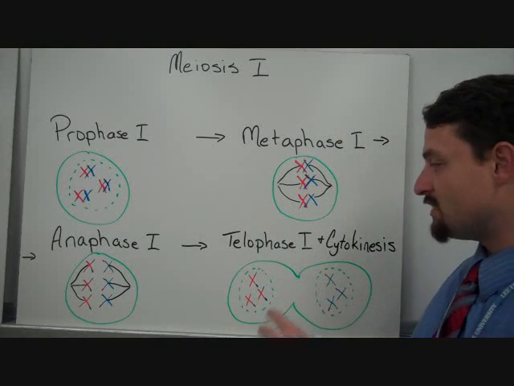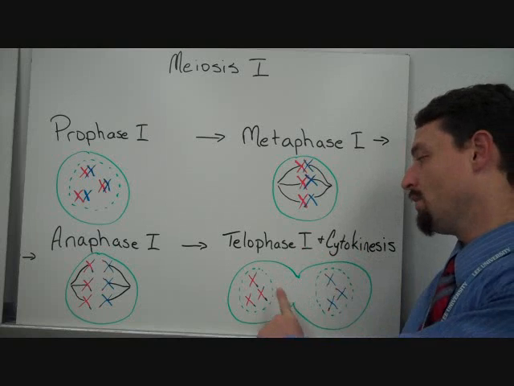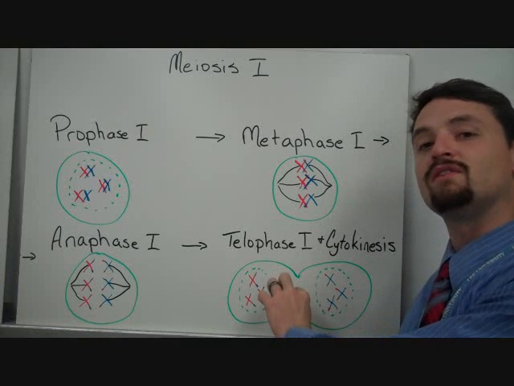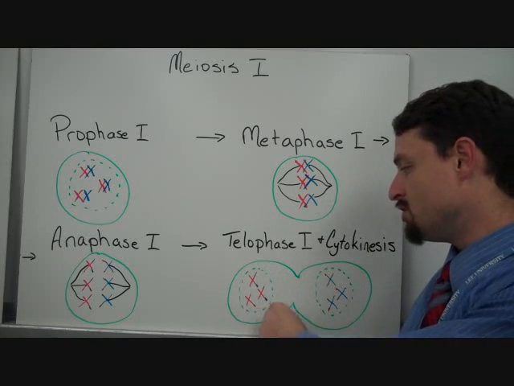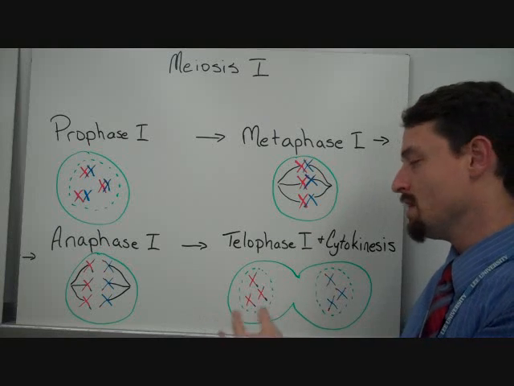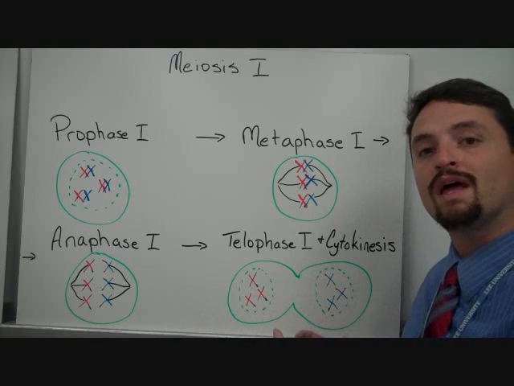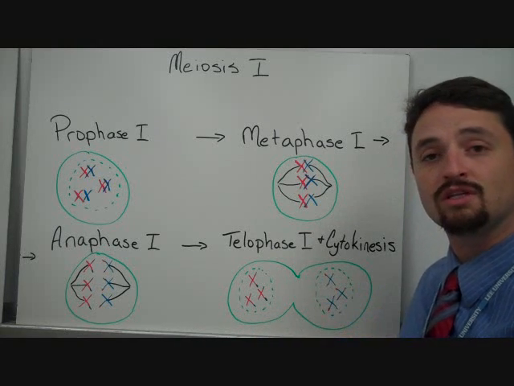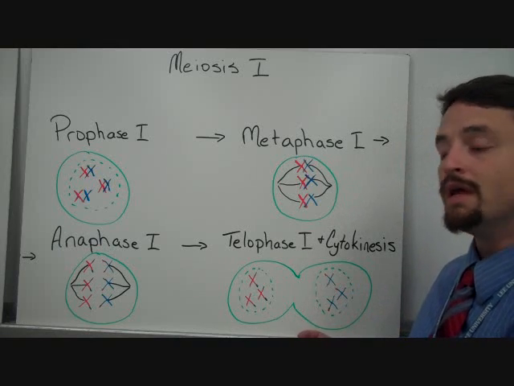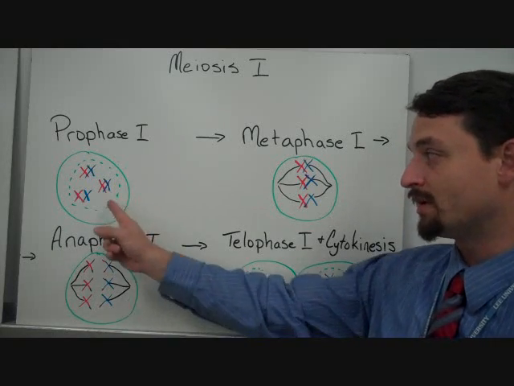And then in telophase 1 and cytokinesis, we have the pinching in of the cell membrane. The nuclear membranes start to reform, and you get 2 cells. Already you can tell that these are unique to each other. They don't look like each other anymore, and neither one of them looks like the original.